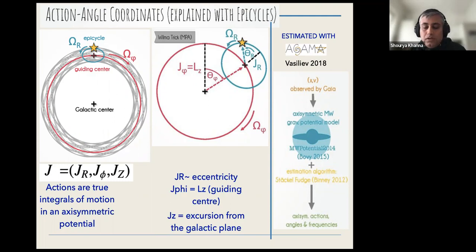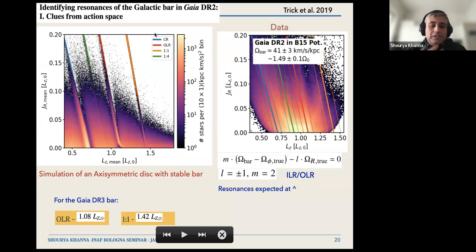And so if you assume a potential and estimate the actions, there are simulations which show that for a galactic bar, let's say, if you have a galaxy with just a galactic bar, in this space of actions, you are supposed to see certain bridge-like lines which correspond to where there should be resonances. And these resonances essentially arise from the fact that if you have ratios of the pattern speed of your perturber, in this case the galactic bar, and your angular frequencies of the stars, then if you have an integer number combinations of these L and M numbers, that gives rise to these resonances.